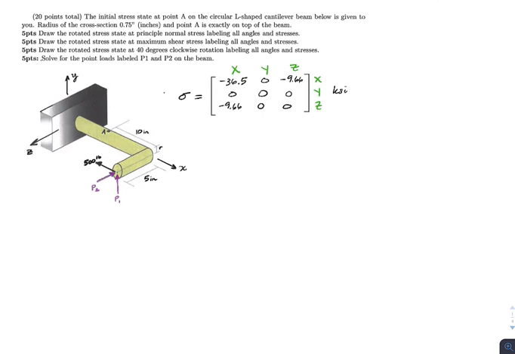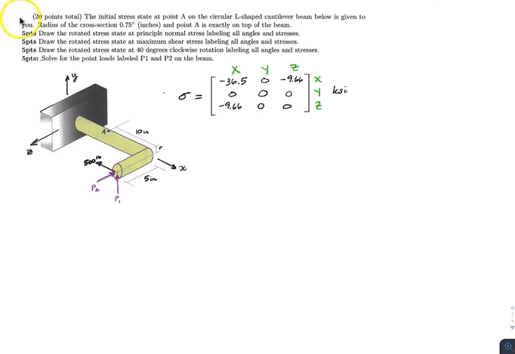So we're given an initial stress state at point A, and we're asked to find the rotated stress state for the principal normal stresses, the maximum shear stress, and a rotated stress state at 40 degrees clockwise. And then after we find all those, we'll go ahead and solve for what the forces P1 and P2 are on the beam. So to start off, we'll just have to take our stress state and put it in terms of a stress block, just so we can start putting our coordinates together and put our Mohr circle together.